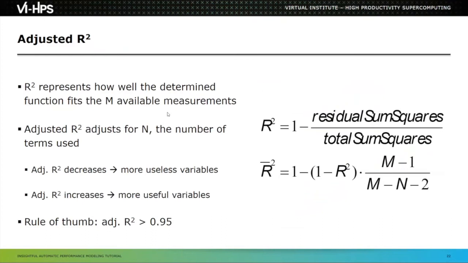Another thing that we do to find out which models are good or not is basically we use the adjusted R2 metric. This R square metric basically represents how well the determined function fits our training data, our available measurements that we use for modeling. So generally, the higher this R square value, the better is our model. If we would have an R square higher than 0.95, it would indicate that we have a model that fits our data really well, and in the end should be also very accurate.